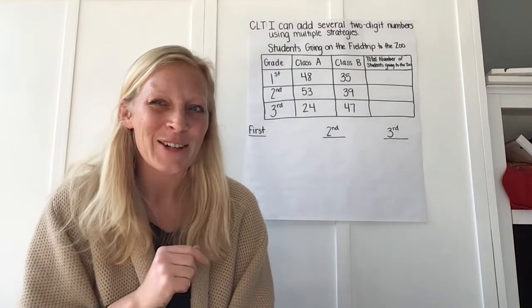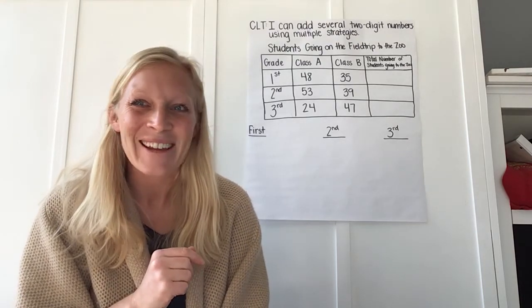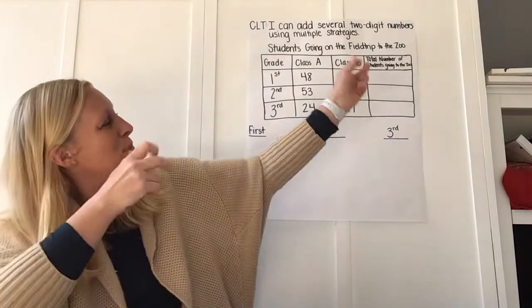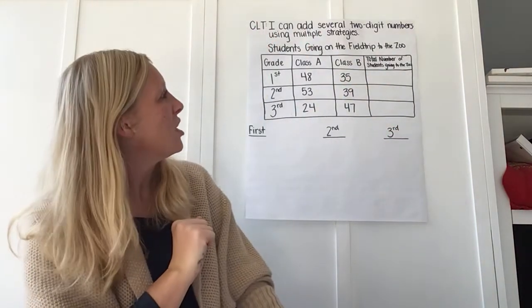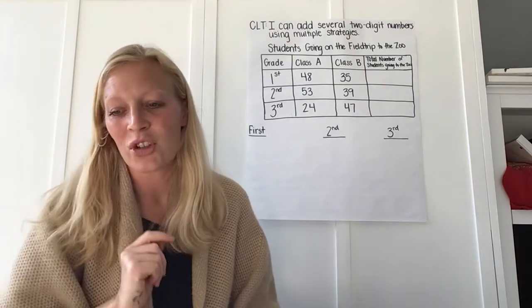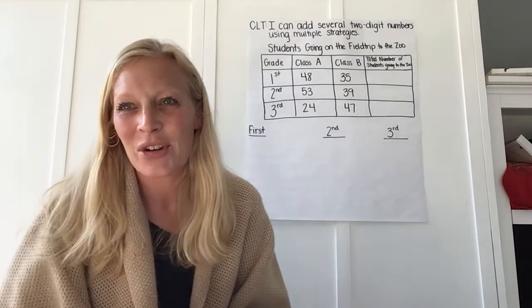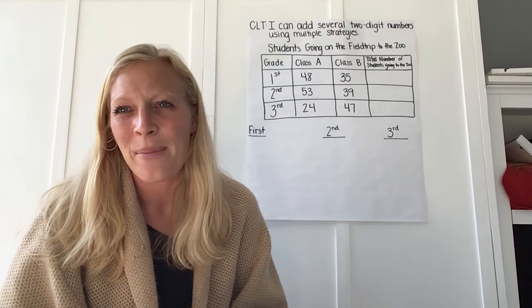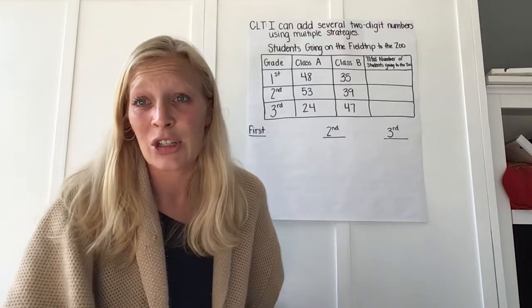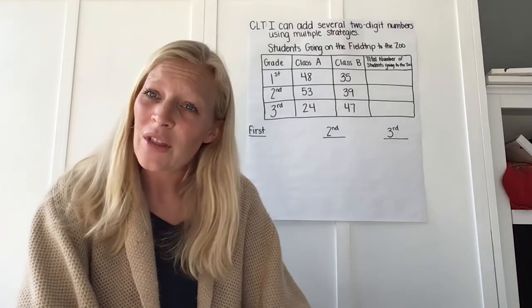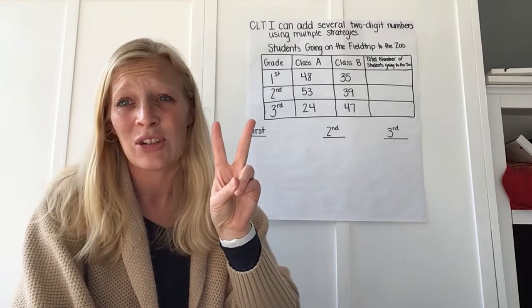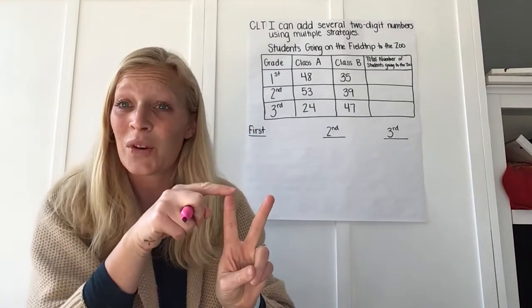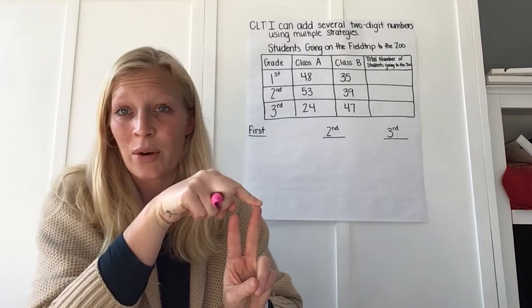Let's go ahead and get our target started, and then we'll dive into our lesson. I can add several two-digit numbers using multiple strategies. There's a couple words in here that I want to make sure we talk about. We spent a lot of time talking about a two-digit number, and we know that a two-digit number has a tens place and a ones place. It just has 2 digits. The tens place is worth 10, the ones place is worth 1.